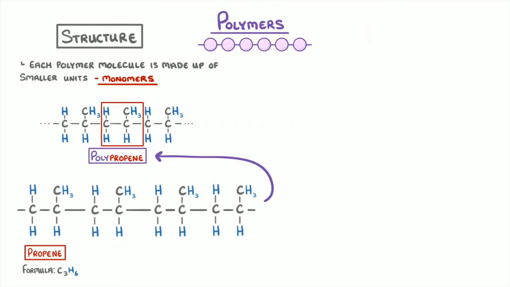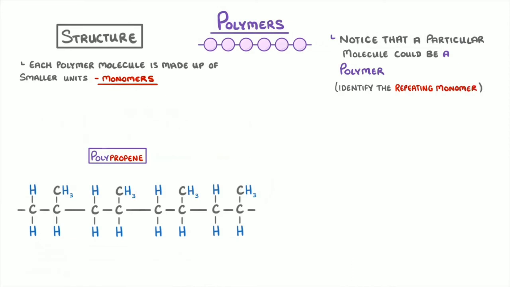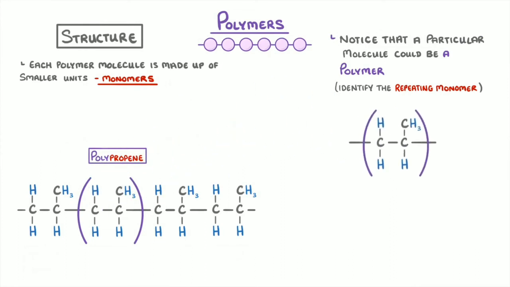Now, the important thing to be able to do is notice that a particular molecule could be a polymer, and identify the repeating monomer. For example, we can tell that this polypropylene we just made could be a polymer because we can pick out a small section that seems to repeat. Then, once we've identified this repeating unit, we can draw it out by itself. And you'll often see the letter n in the bottom right corner, which represents how many of those repeating units there are in the overall polymer.